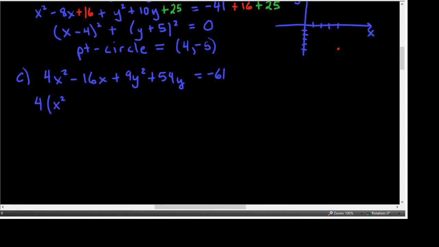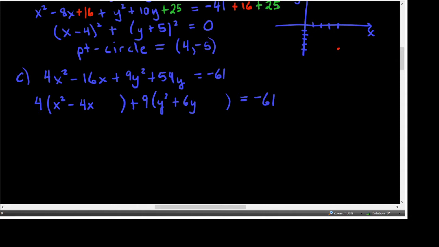So for the x's, I'm going to factor off the 4 so that the coefficient of x squared is positive 1. I'm going to factor off the 9 from the y's to make the coefficient of y squared inside the parentheses equal to 1. And don't forget to leave space for the numbers that complete the square.